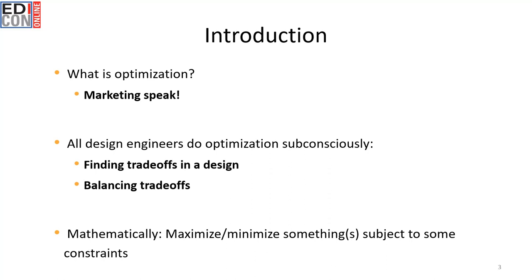Like with auto routers, they are performing an optimization problem. And I think that all design engineers are very good at doing optimization subconsciously. Optimization is really about finding trade-offs in your design and finding ways to balance those trade-offs. What I mean by that is mathematically you're trying to maximize or minimize some design goal, while staying within the limits of some constraints that are imposed in your design. We can think about transmission lines in the same way, and I'll show some examples of this and how you can actually do this.